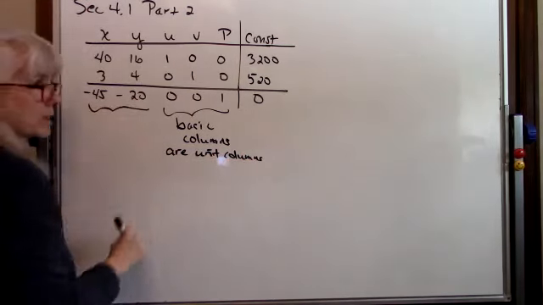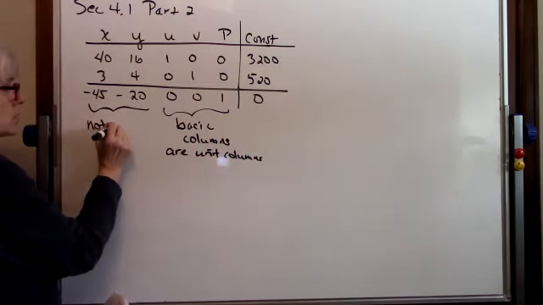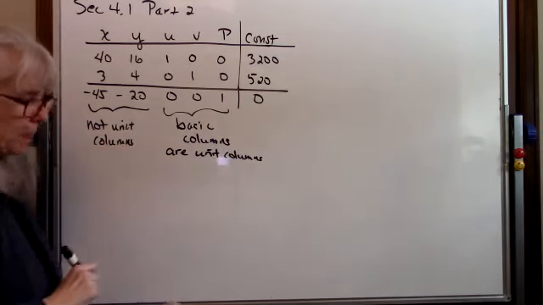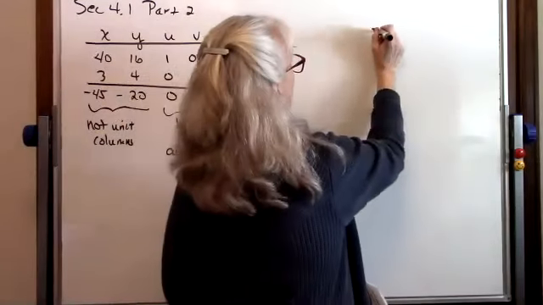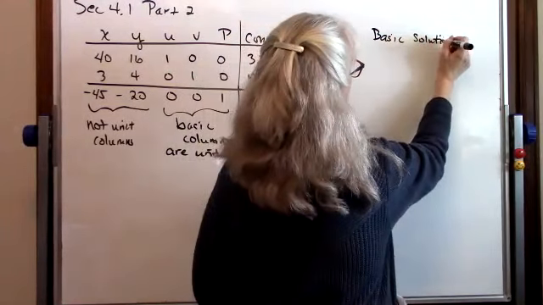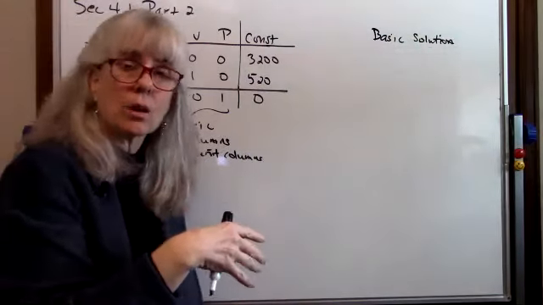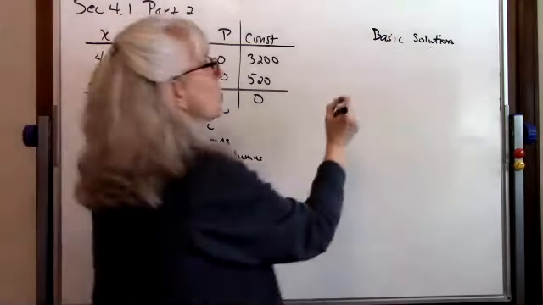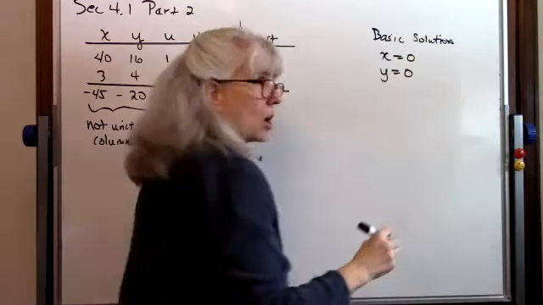These two are not, because they're not made up of ones with zeros in them no matter what. So these are not basic or not unit columns. If we were to pick the solution off right now, which your book refers to as a basic solution, anything that's a unit column would be a solution. Anything that is not a unit column is assigned a value of 0. So x is going to be 0 because it is not a unit column. Same with y, it would be 0 because it is not a unit column.